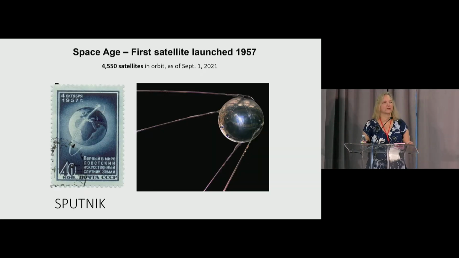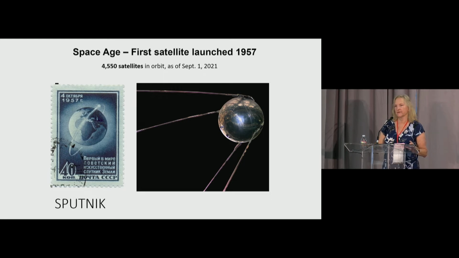I was born, actually, before the first satellite was launched. And Sputnik, as you know, was launched in 1957. At that time, if you think about it, when I was born, there were 0 satellites. In 1957, there was 1, and it didn't stay up very long. As of September 1, 2021, there were 4,550 operational satellites.